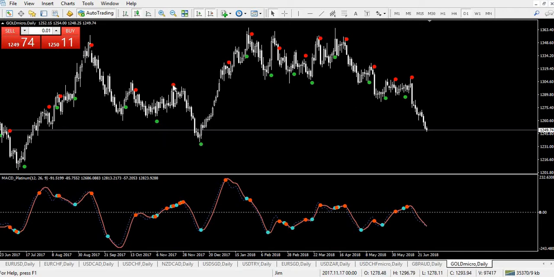So basically I use the dots on the QMP filter and the dots, or the highs and lows, on the MACD platinum to signal my divergence. They're my trade signals, most of you already know that.